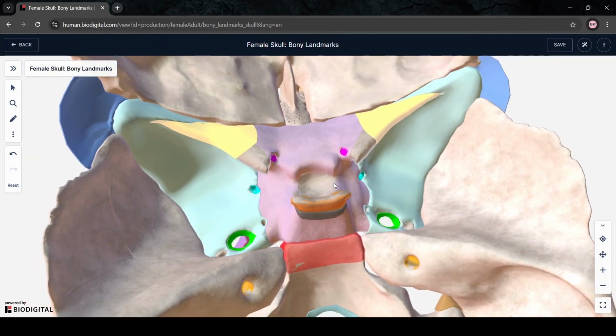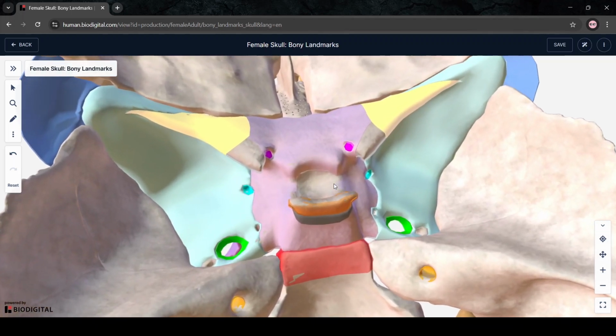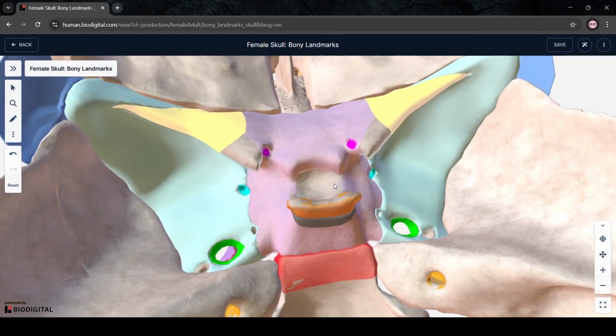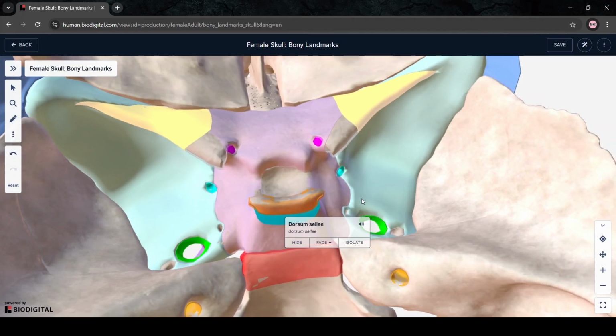It is composed of 3 parts. Okay. Tuberculum sellae, if you want to translate that, it is the horn of the saddle. Hypophyseal fossa, which is the pituitary fossa, and the dorsum sellae, which is the back of the saddle. Okay, so this is the sella turcica. The horn of the saddle would be anterior, and this is the posterior clinoid, this is the dorsum sellae, which is the back of the saddle.